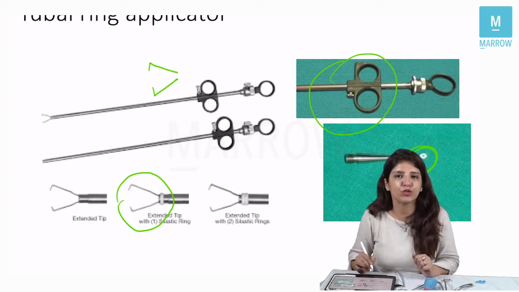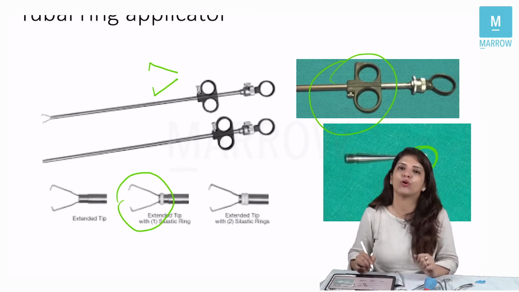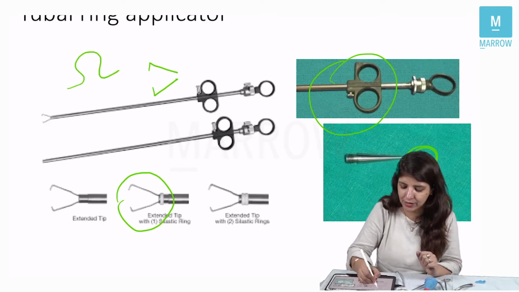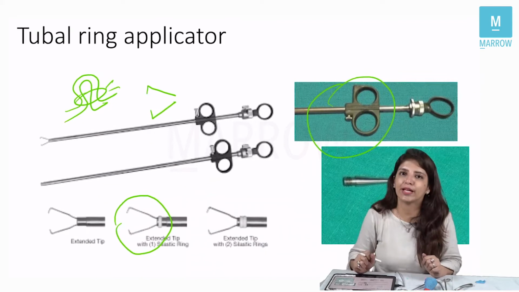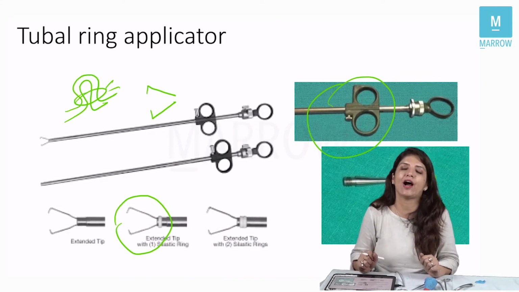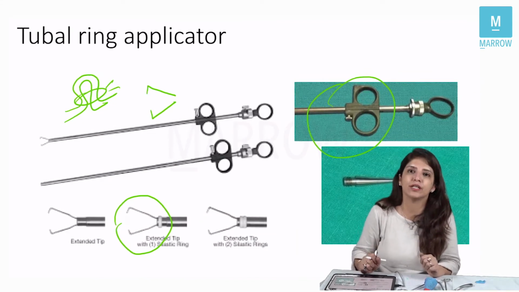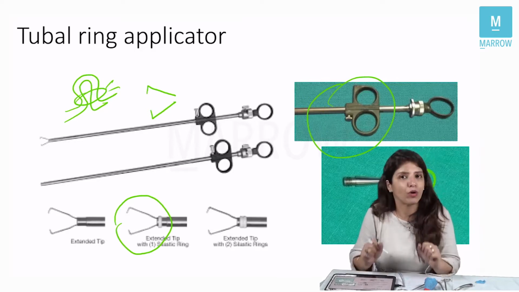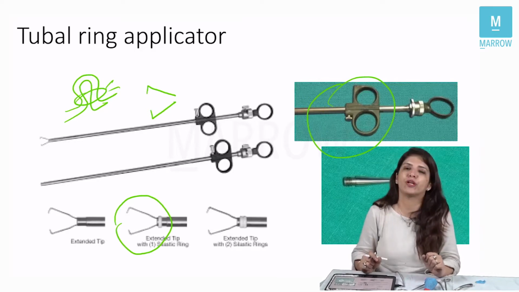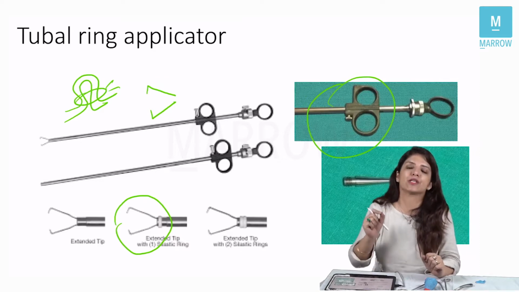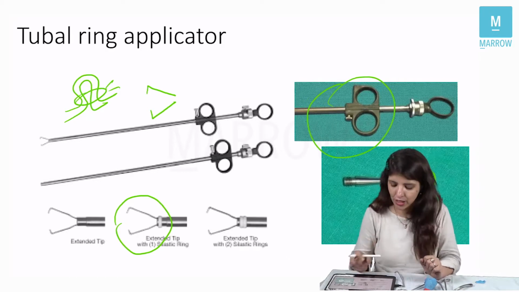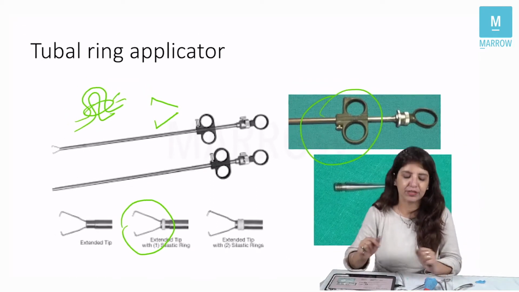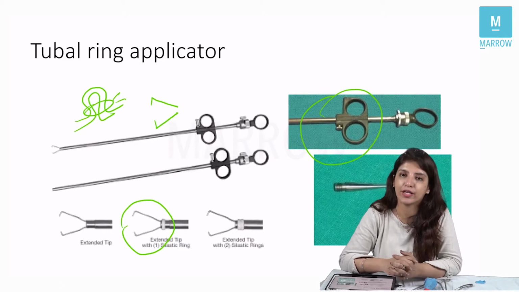And where are you going to put the Fallope ring? You are going to put the Fallope ring at the isthmus of the tube, right? So with the help of this ring applicator, you are going to put the Fallope ring in the isthmus of the tube. Approximately how far from the cornua of the uterus? Approximately this Fallope ring will be put 3 centimeters away from the cornua of the uterus, right? So that completes my discussion on instruments.